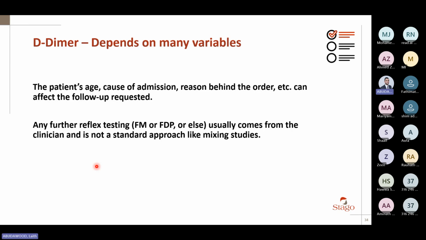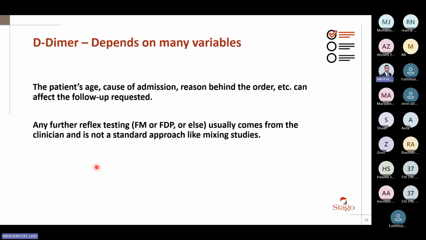So for D-dimer, there isn't really that much that you can do in the lab in terms of reflex testing, unless, for example, the clinician is suspecting that maybe this patient has DIC, let's say. So I want to also order FDP, all right? Or I want to order this test or that test. So there isn't a standardized algorithm: if D-dimer is positive, run this kind of testing. That does not exist really for D-dimer, okay? Some labs have their own policies based on the clinician's approach. Some hospitals have their own policies, but this is not a standardized approach. This depends on the lab.